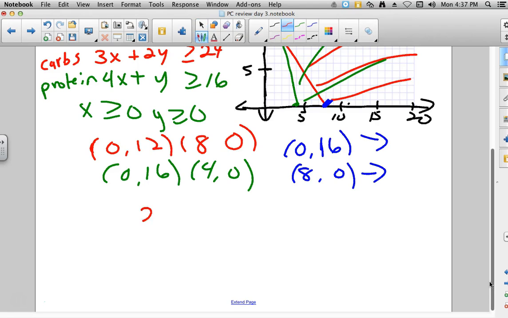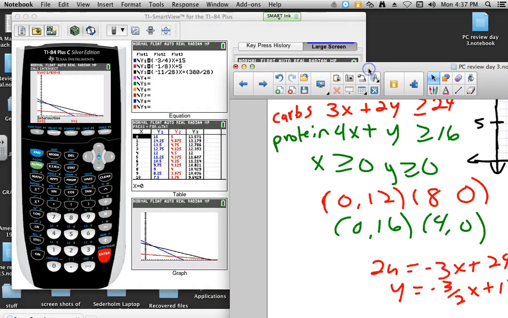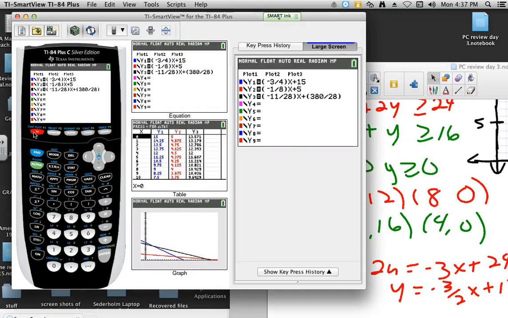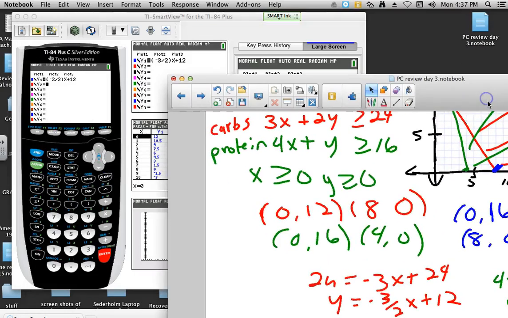So red one, 2y equals negative 3x plus 24. Y equals negative 3 halves x plus 12. Green one, 4x plus y equals 16. So y equals negative 4x plus 16. And we're going to find where those little buggers are intersecting. So let me clear these out from our more complicated problem and put in our negative 3 halves x plus 12 and negative 4x plus 16.